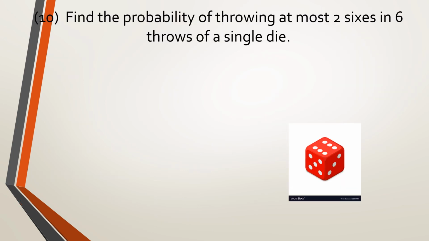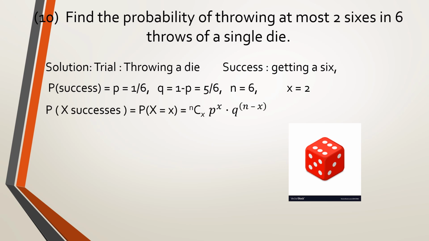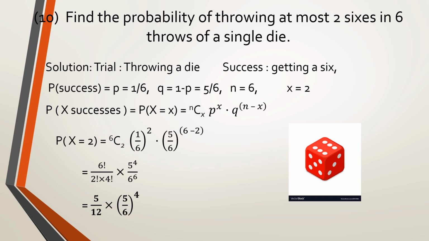Okay. Next one: find the probability of throwing at most 2 successes in 6 throws of a single die. So what is the trial here? Throwing a die. Success is getting a 6, the highest score. Probability of success is 1 by 6, q is 5 by 6, n is 6, x is 2. You require 2 times success. So probability of x successes is nCx p raised to x q raised to n minus x. After substituting the values of n, x, p and q, we get the answer as 5 by 12 into (5 by 6) raised to 4.